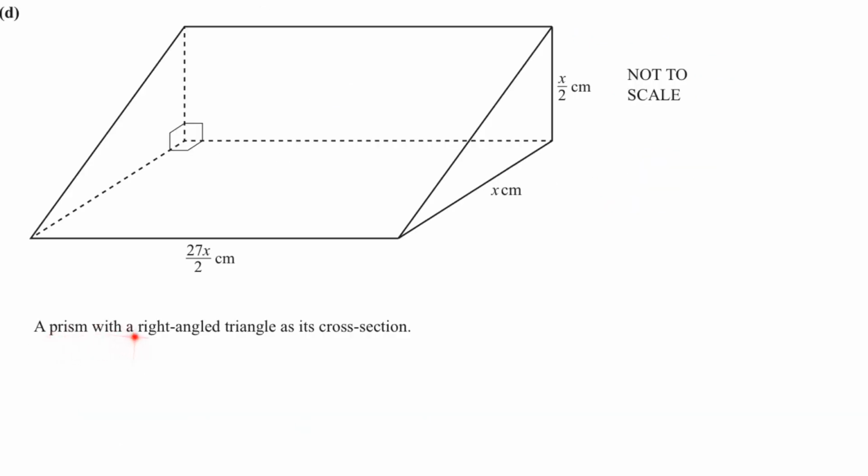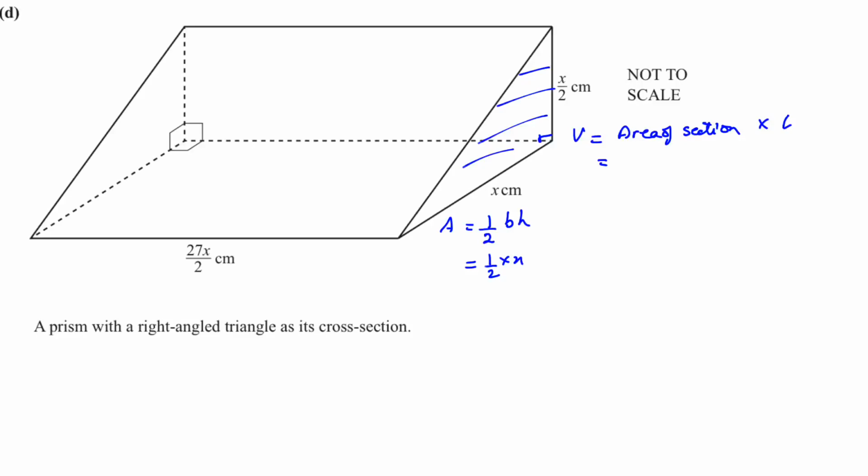D, we have been given a prism with a right angle triangle as its cross section. To find the volume of a prism, we do area of cross section times the length or the height or the depth, whatever is given to us. So we have to first find this area. It's a right angle triangle, so it is half times base times height. What is our base? x, and our height is x over 2. This will give us x square over 4.